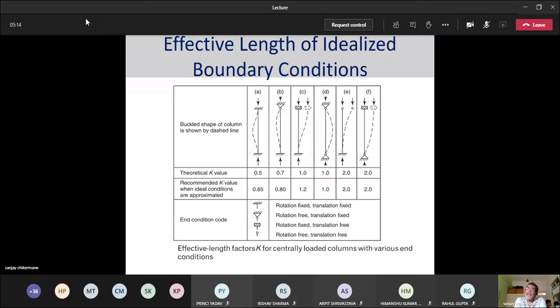जो होता है, ये is something which has been worked out for a column which is pin-ended. Now, a pin-ended column, if you look at it, has a curve which shows you that तुम्हारा effective length. See what is effective length actually? The effective length is the length in between the 2 points of contraflexion.